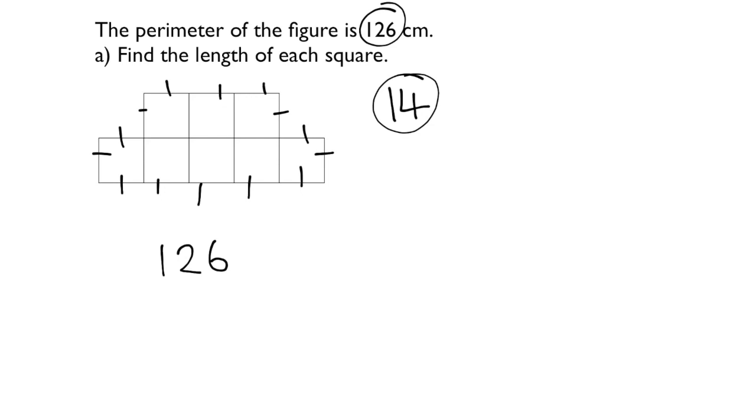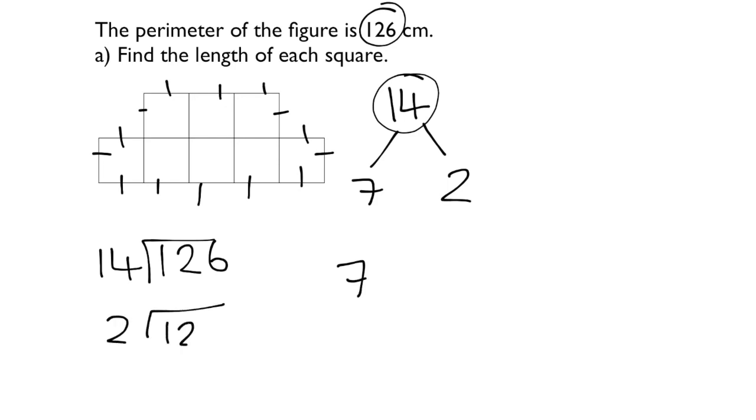So all I need to do now is divide 126 by 14 to find out the length of each of those sides. And I will do a little bit of division. I'm going to break it down into its factors. This is quite useful if you are dividing by a two-digit number. So let's divide 2 into 126 first, and that is 63. And then I can divide 7 into 63 to get my final answer, which is 9. So each side is 9 centimeters.